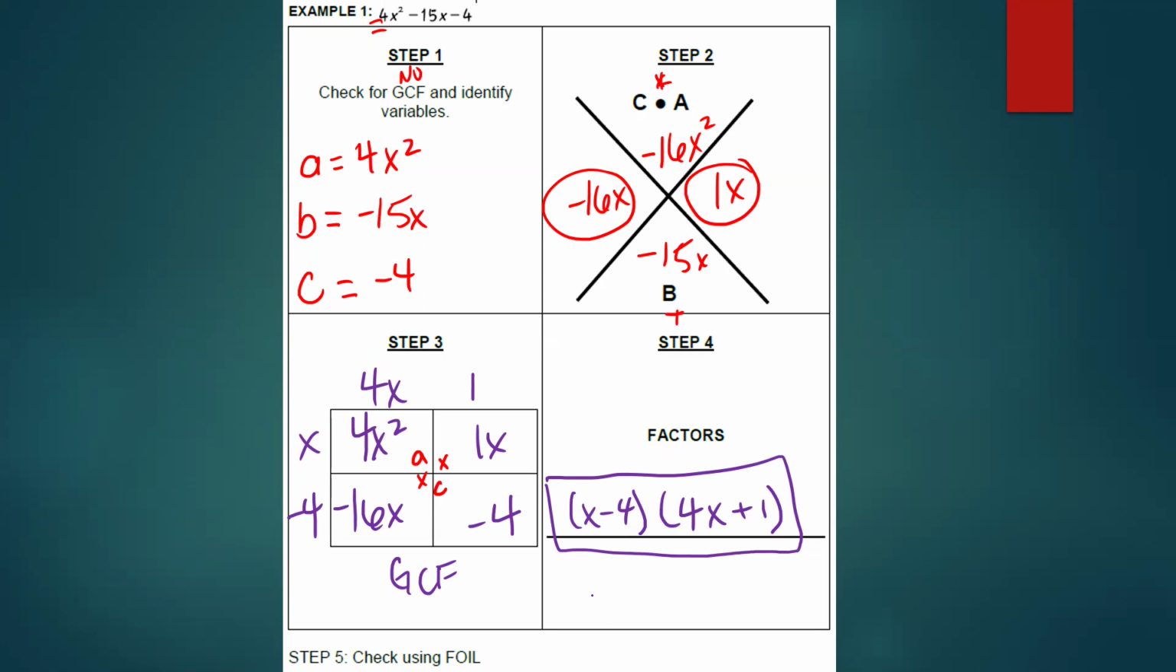You do this practice problem. I'm leaving the example on the board so you don't have to flip back and forth. C is always a term without a variable. Your C is your term without a variable. 15 times 15x.